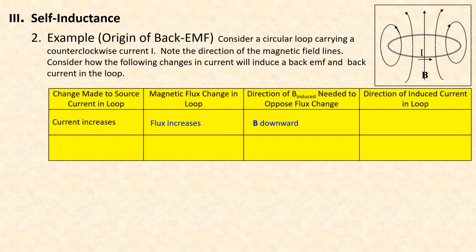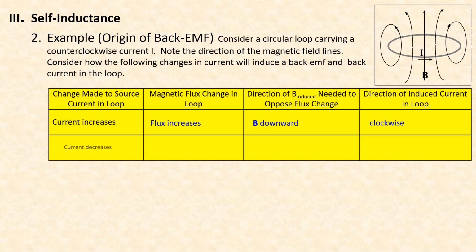So if the original magnetic field is upwards, then the induced magnetic field must be downwards in order to oppose that change, in which case, once we know the direction of the induced field, we can once again use our right-hand rule to determine the direction of the induced current, which for this loop will be in a clockwise direction. It will be opposite the direction of the source current.